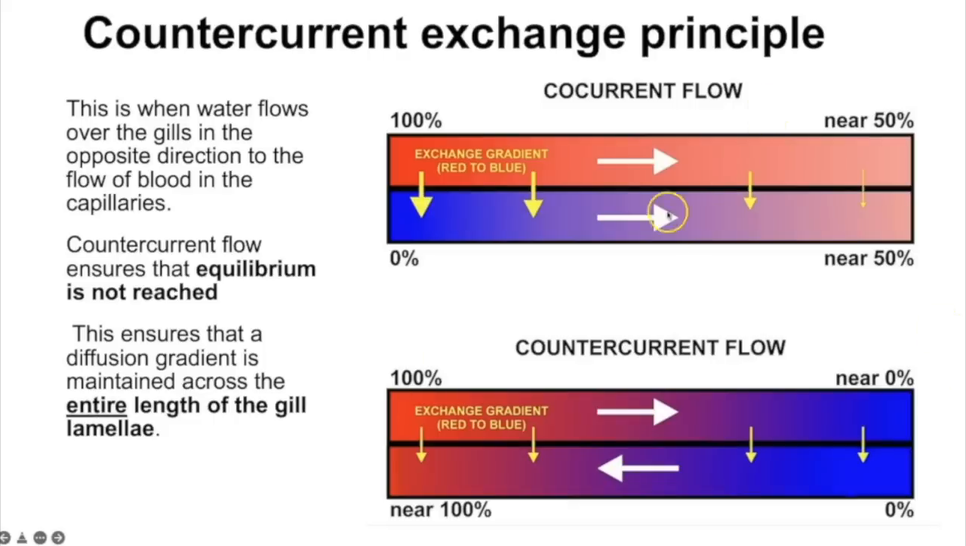Now that's demonstrated in these two diagrams here where we look at concurrent flow in comparison to countercurrent flow. So in concurrent, not co-current, you'd have the water and the blood flowing in the same direction. So about halfway across the lamellae, you'd be reaching equilibrium, and therefore you wouldn't have any more diffusion of gases. Whereas here we have the water and the blood flowing in opposite directions, which means you should never actually have equilibrium, and there will always be a higher concentration of oxygen in the water compared to the blood, and that is why we maintain the concentration or the diffusion gradient across the entire gill lamellae.